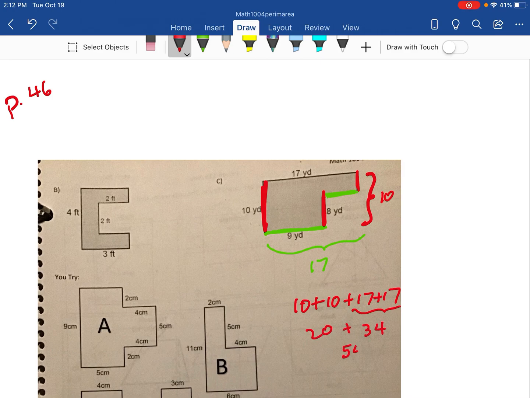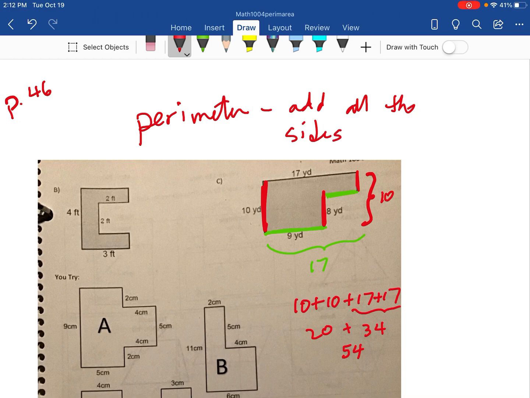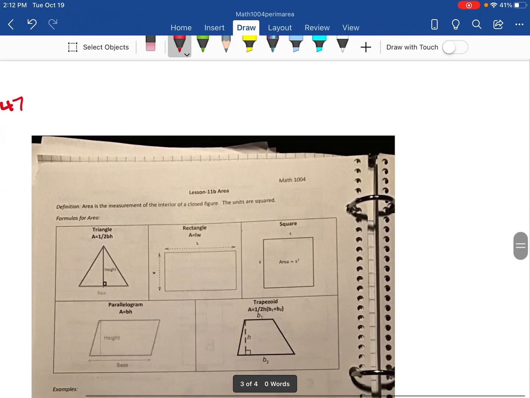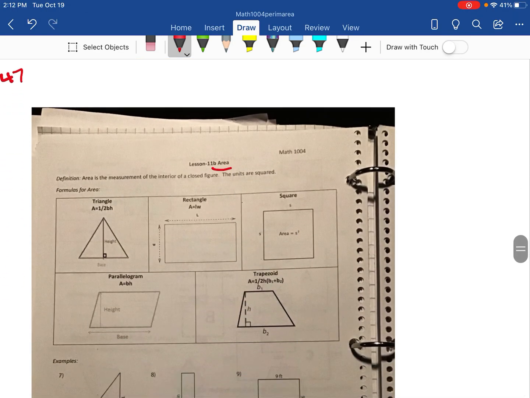Plus 20 makes 54. All right, so perimeter, add all the sides. Perimeter, add all the sides. Perimeter, add all the sides. Okay?